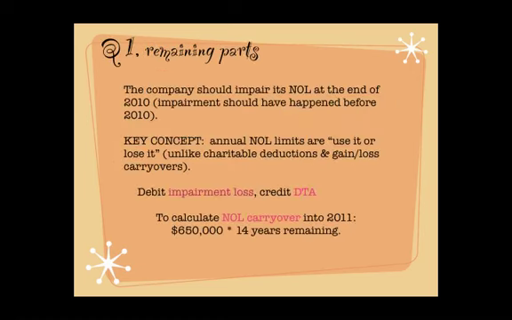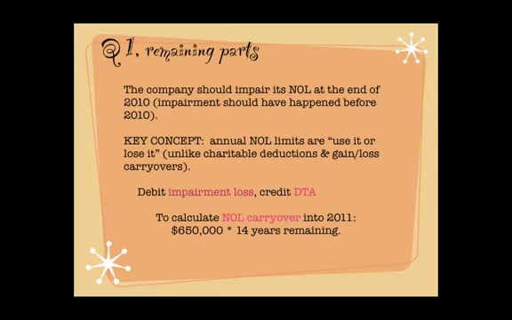Here are the remaining questions to number 1 from the group problem set. So the end of the story is, should the company impair its NOL? Yes. In fact, they should have impaired the NOL before 2010. The key concept here is that the annual NOL limits work in a use it or lose it fashion, and that is what's different between NOL carry backs, carry forwards, and charitable deductions and the gain loss stories, right? There are not hard annual limits on the charitable deductions and the gain loss carryovers, but there are on the NOLs, and that comes into play for the final question.